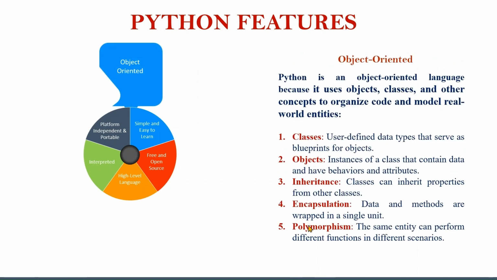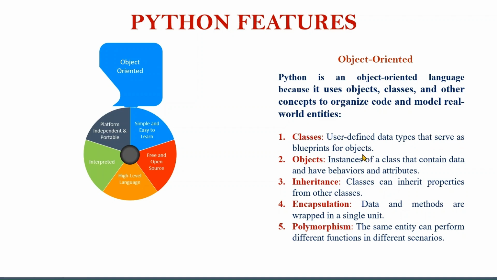Now coming to the next feature, it is object oriented. Python is an object oriented language because it uses objects, classes, and other concepts to organize code and model real world entities. If you see the object oriented programming languages, we talk about classes, we talk about objects, we talk about the object-oriented concepts like encapsulation, inheritance, polymorphism. Now, a class consists of instance variables and methods. Here the classes are user-defined data types, because for the class name, we are going to define what the class name should be according to our application. So in that perception, we say it's a user-defined data type that serves as a blueprint for the objects.